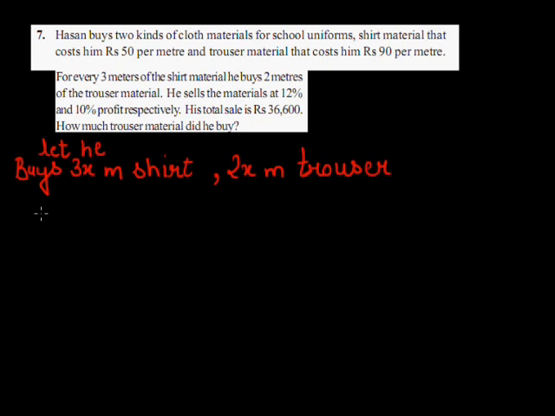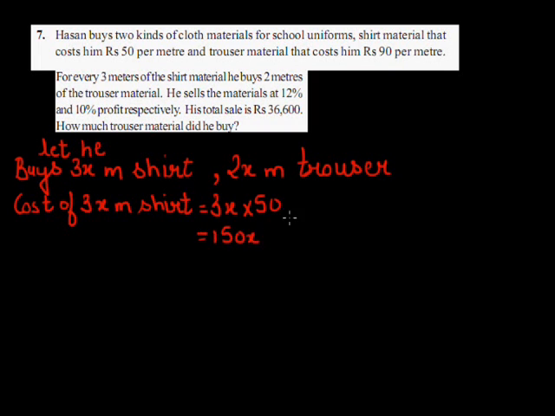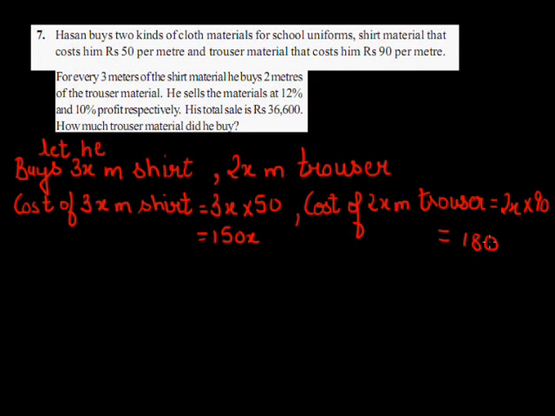Now I can find the cost of both these materials. The cost of 3x meter shirt will be equal to 3x into 50, because 1 meter cost is rupees 50, that is equal to 150x. In the same way, I can calculate the cost of 2x meter trouser, that is equal to 2x into 90, because 1 meter cost is 90, so 2x into 90, that is 180x. Now I have taken the cost of shirt as 150x and the cost of trouser as 180x.